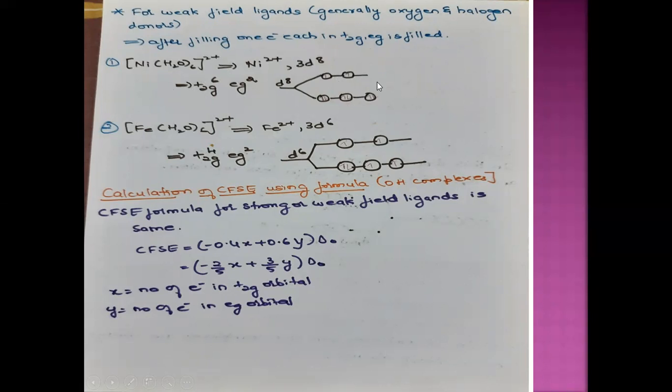Similarly, for Fe(H2O)6, it is 3d6. It will be T2G4, Eg2. How? First, second, third, fourth, fifth, sixth, again in T2G. So it will be T2G4, Eg2.